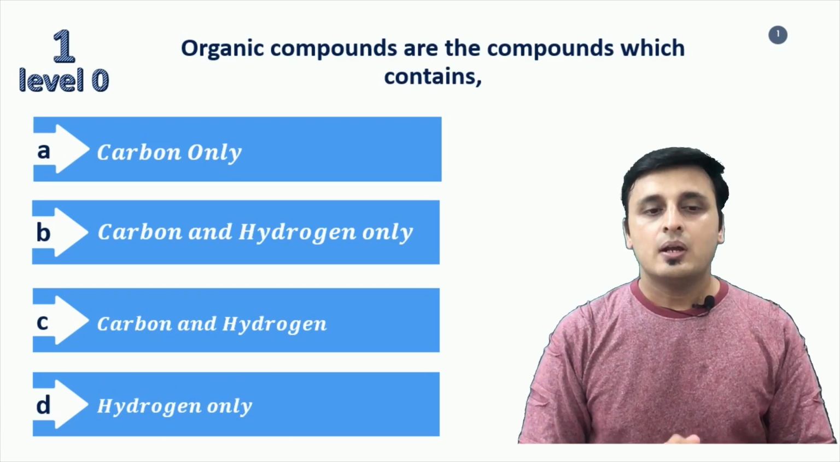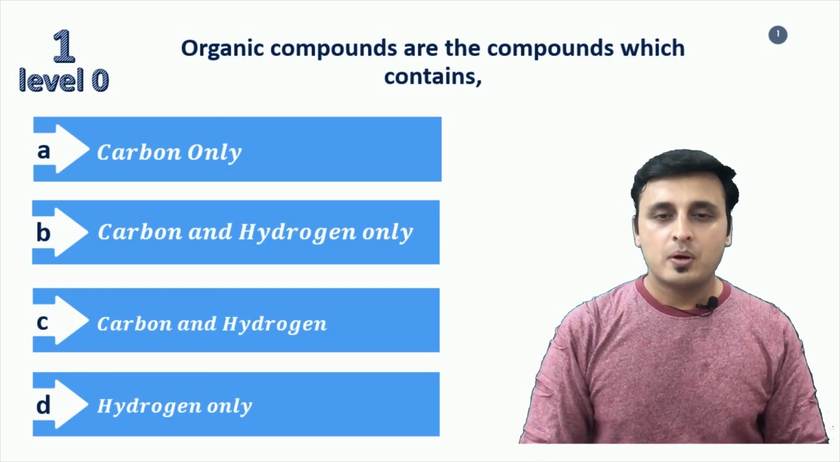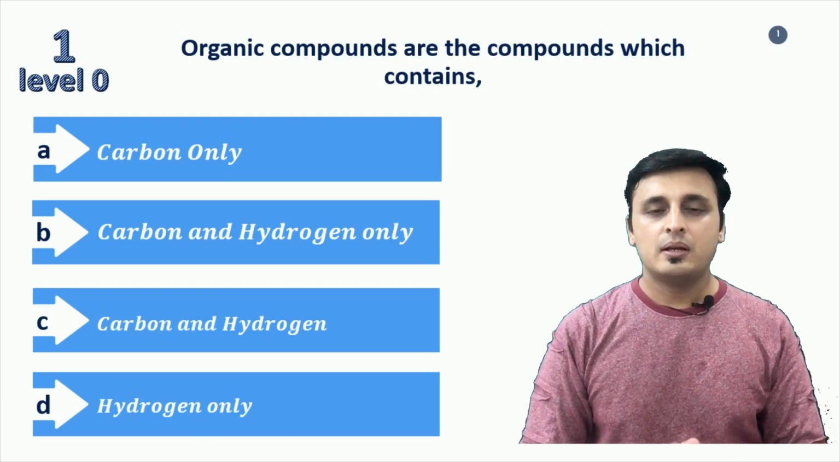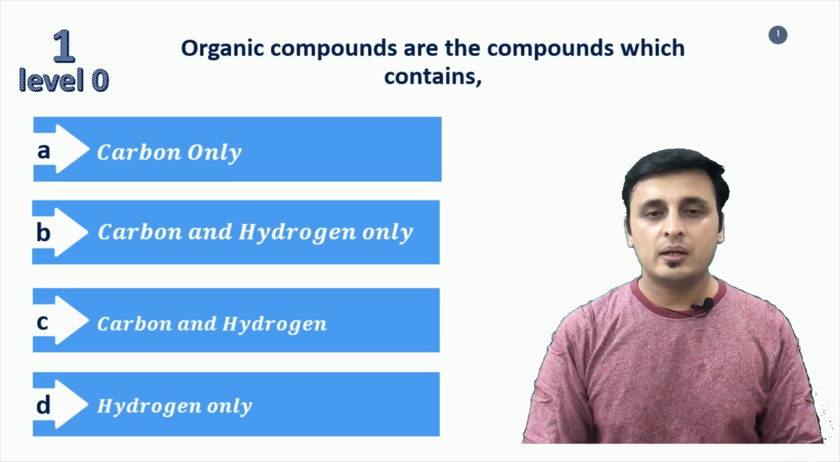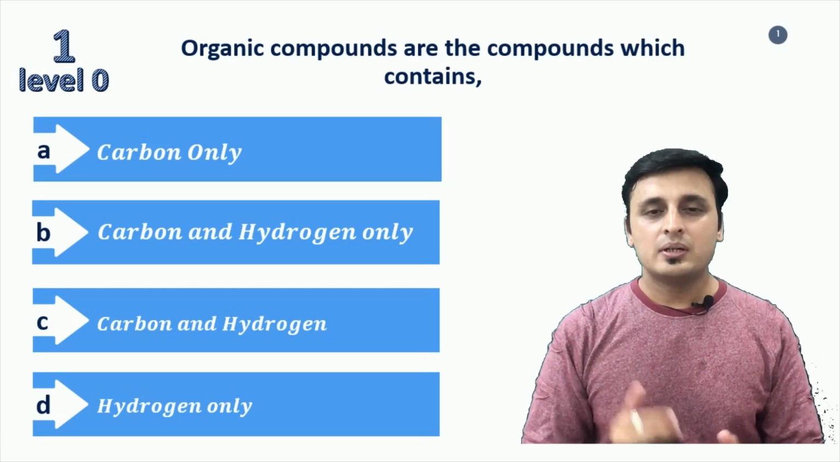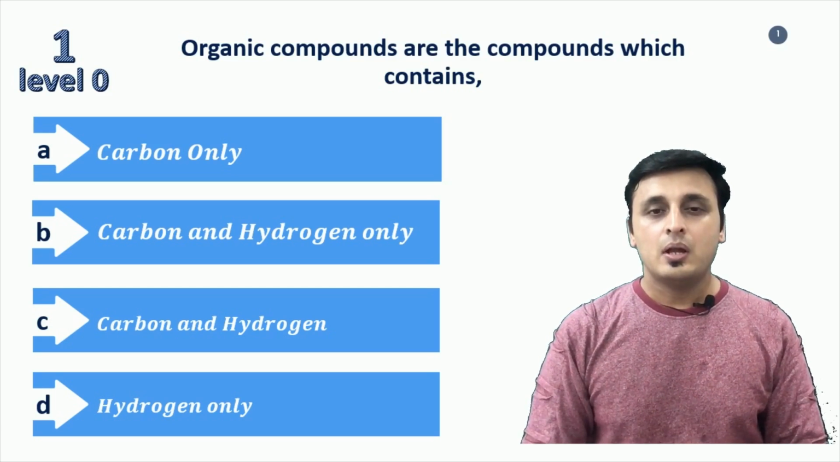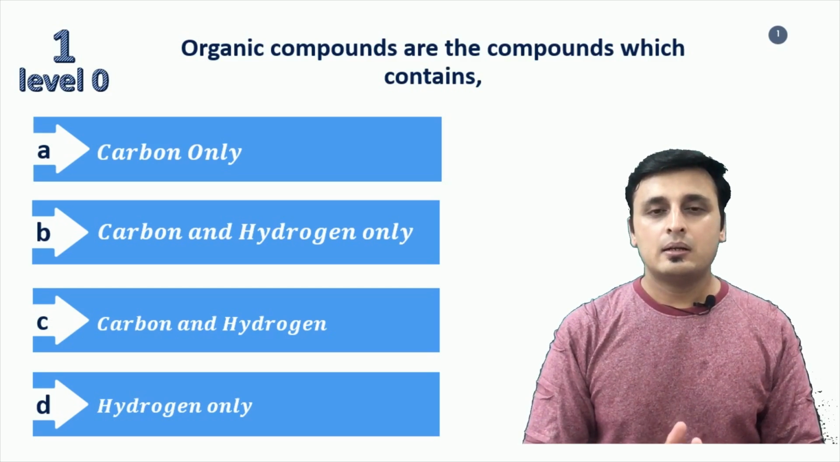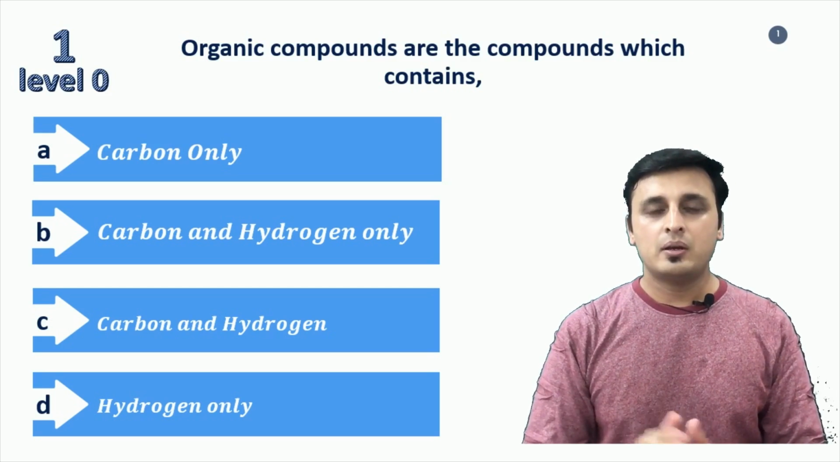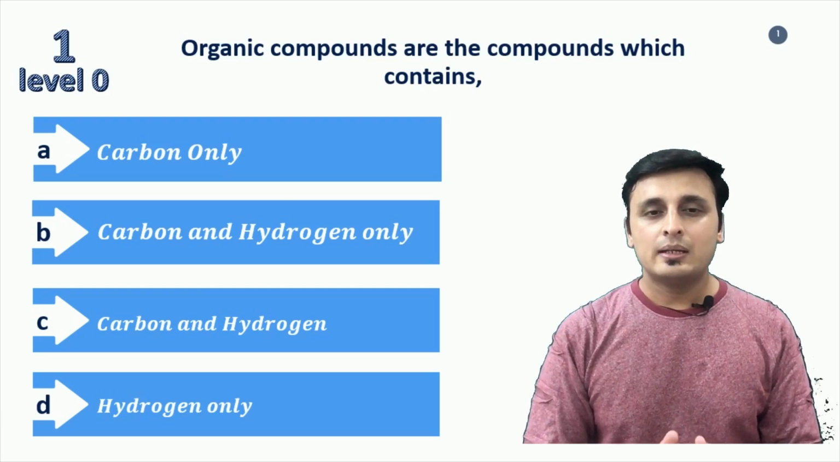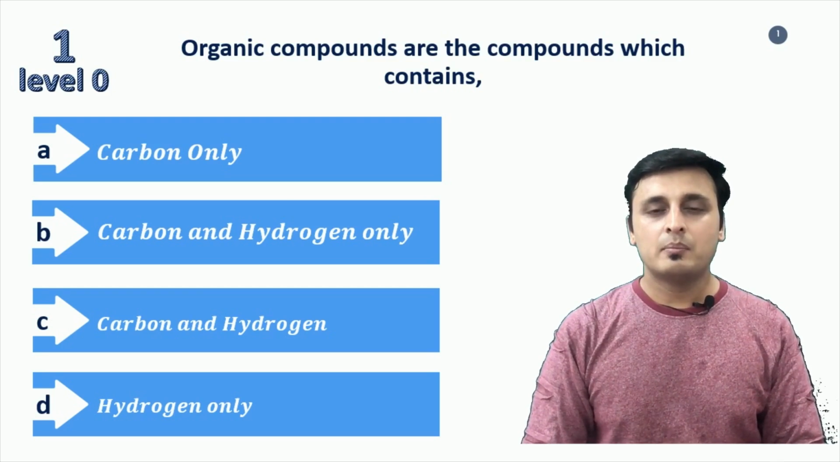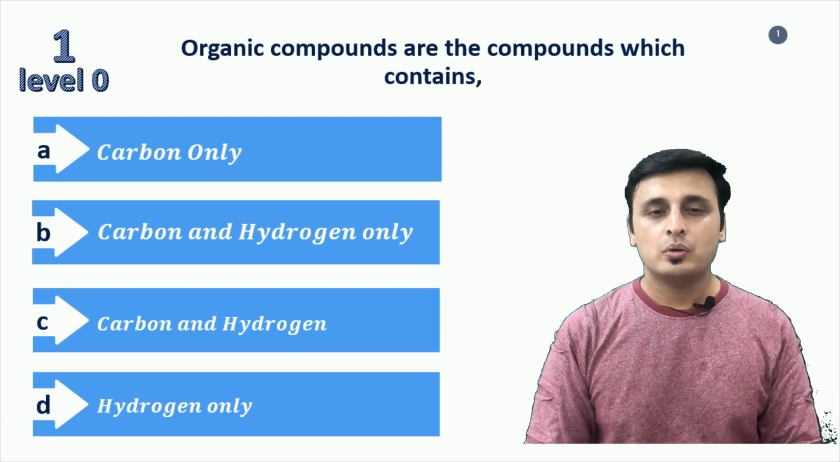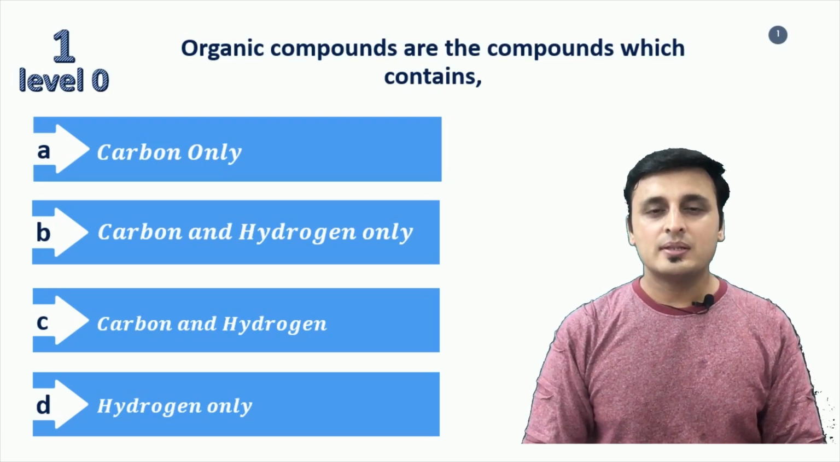Dear friends, organic compounds are the compounds which contain both carbon and hydrogen, and apart from that, other elements are also present. So option A and option D are incorrect options. When we look at option B, it states that it contains only carbon and hydrogen, which is also an incorrect statement because organic compounds contain other elements too. So the correct answer is option C, that is carbon and hydrogen.